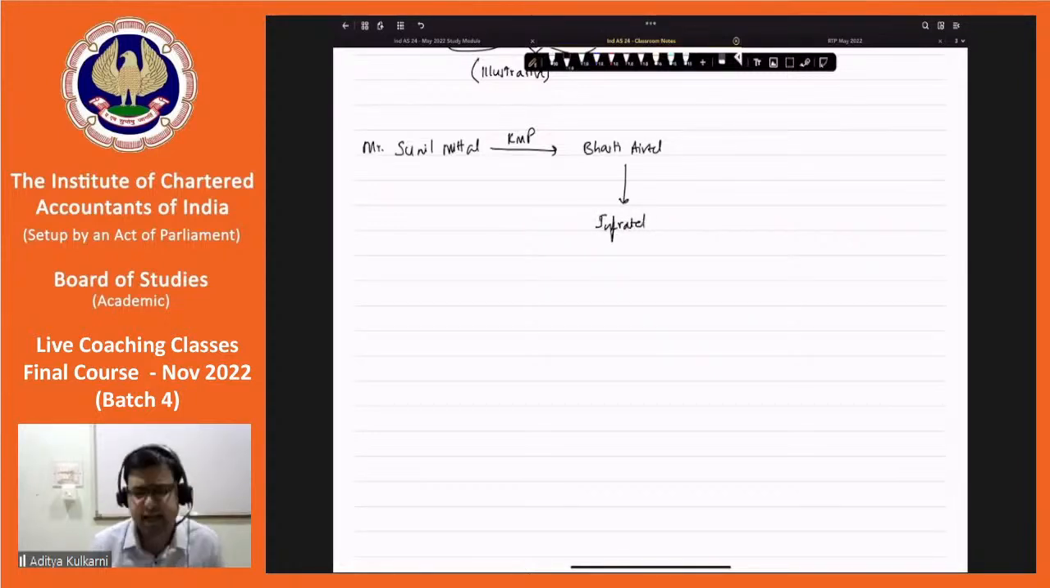I'm just making this example up, so don't check it with Google and all. Bharti Airtel has a subsidiary, Infratel. Now, be careful and answer this question. Sunil Mittal is a key managerial personnel. Basically, he is the CEO of Bharti Airtel. So, is Sunil Mittal related to Bharti Airtel? The answer is yes. These are related parties.